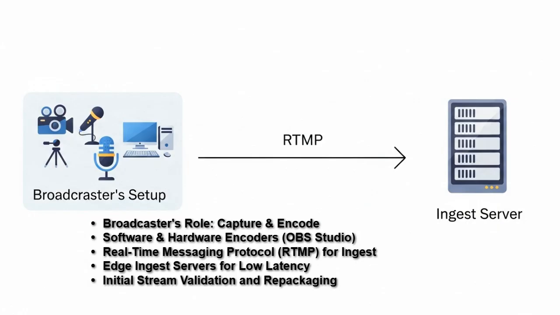Once received, the ingest server performs an initial validation and might slightly repackage the stream, but the primary heavy lifting of re-encoding and preparing for diverse devices comes next. This first step is deceptively simple, yet foundational for the entire streaming pipeline's quality and stability.